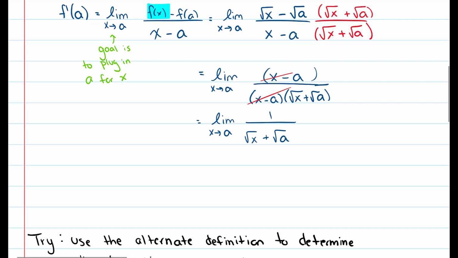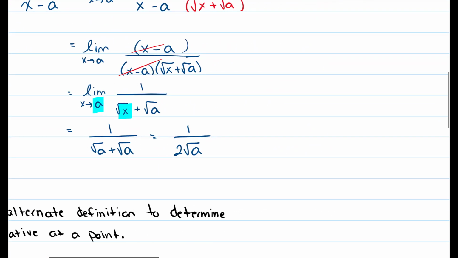And at this point, now we can substitute in the a value for x. So this a value is going to go right in there for that x. And you get 1 over the square root of a plus the square root of a, which is 1 over 2 square root of a. And so this means that the derivative at a is equal to 1 over 2 square root of a. So if a was 5, you'd be 1 over 2 square root of 5. If a was 10, it'd be 1 over 2 square root of 10.